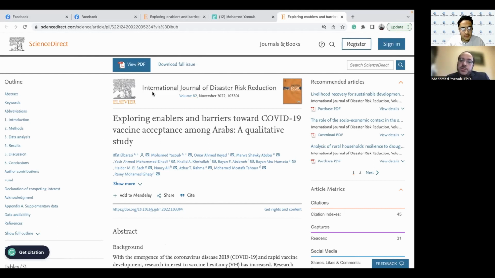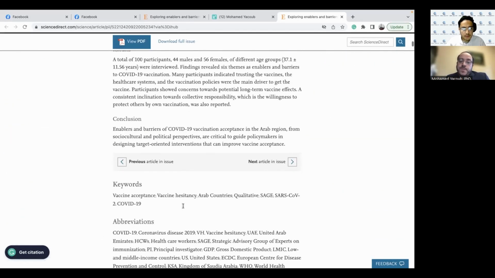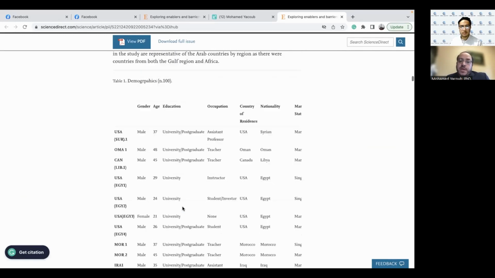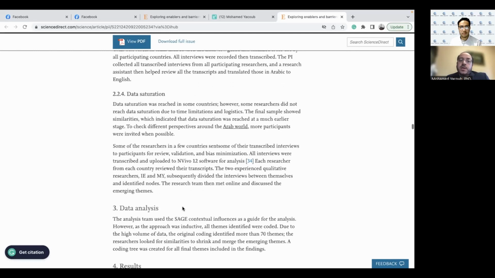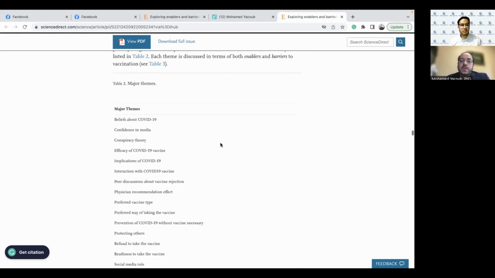Anyway, again, it was published in the International Journal of Disaster Risk Reduction. This is the title of the paper, and this is the paper. I would like you to read it if you want to have an idea, if you want to make sense of the things that I said today, if you want to see a real example of a qualitative study and relate to all the concepts that I mentioned in the presentation today.